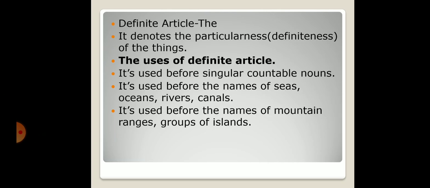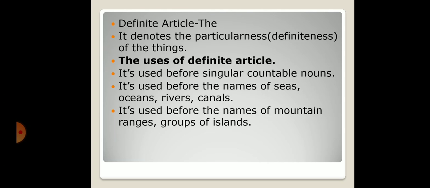Like these oceans, before the names of the rivers. For example, the Ganga is the sacred river. The Nile is the longest river in the world. And before the names of the canals, whenever we have the names of those canals, we have to use definite article. For example, the Panama Canal, the Suez Canal.